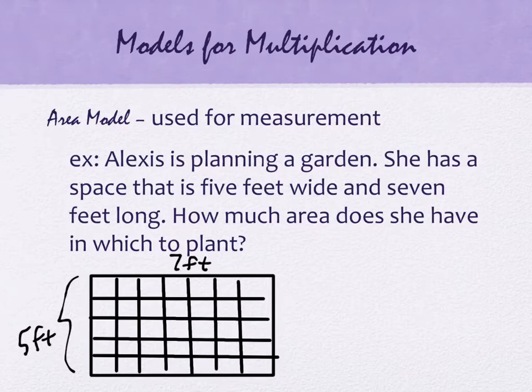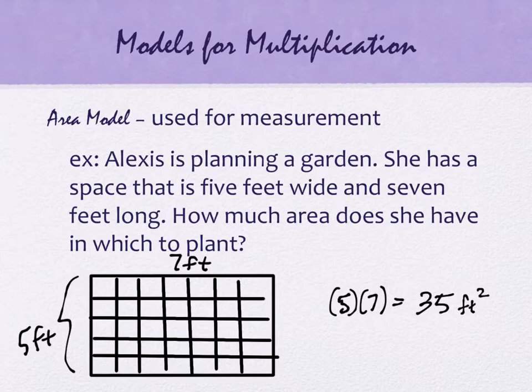Okay, it could have been a lot worse. And I have my 5 times my 7 for my 35. We are doing feet times feet, right? Our garden was 5 feet wide, 7 feet long, so this is square feet. When we multiply feet times feet, we get feet squared or square feet.